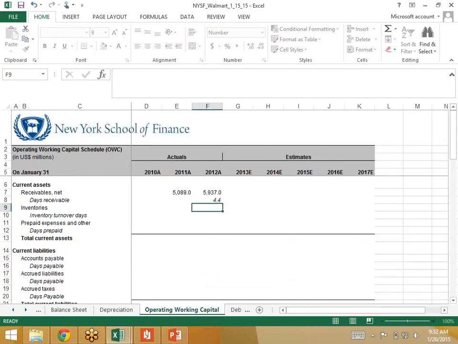That will give you 4.4 days, meaning the equivalent of 4.4 days of the revenue generated are left outstanding. Does that make sense?